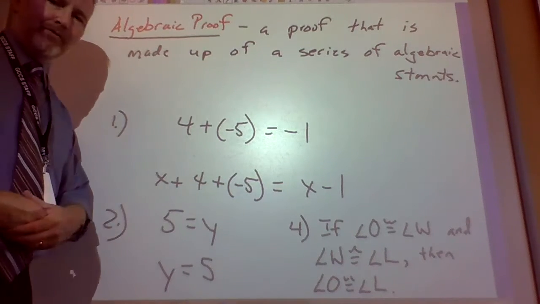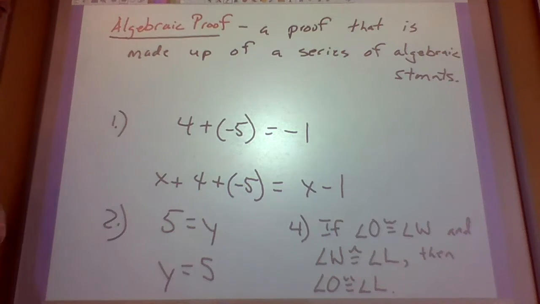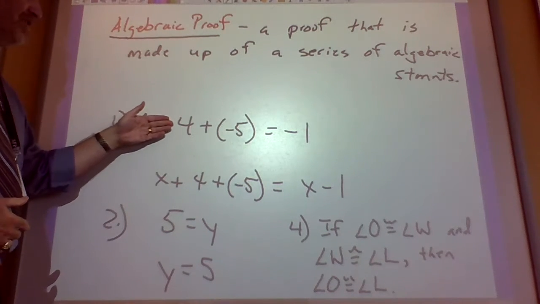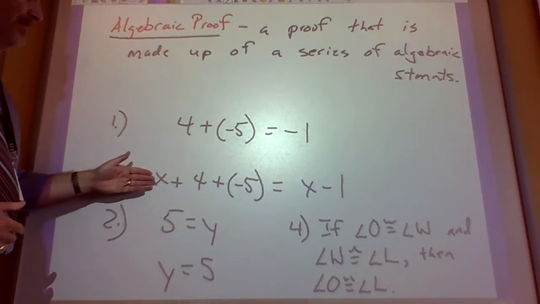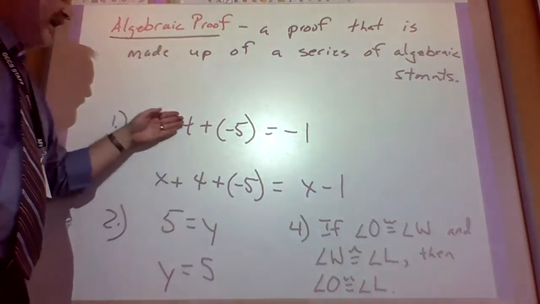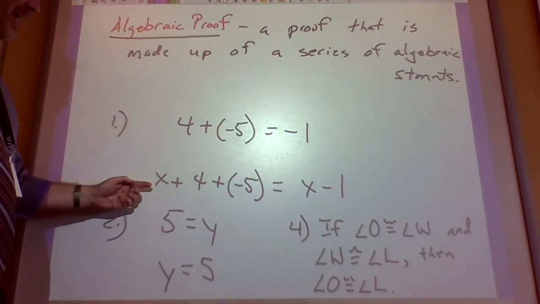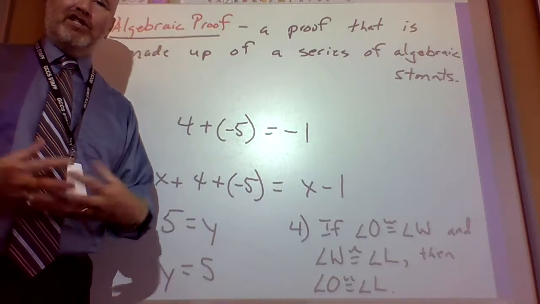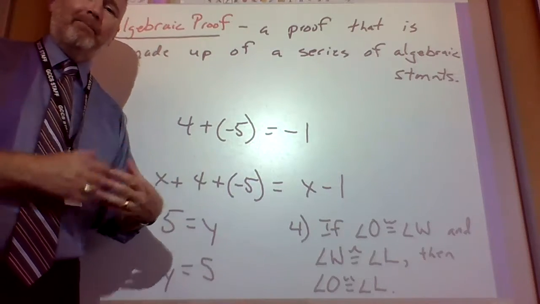I skipped number 3. On your paper it probably says optional, but what you want to do is find out what changed from the first step to the second step. So in the first step I got 4 plus -5 equals -1, and then in the second step, I have kind of the same thing, but something has changed. So the change is what gives away what property I used.